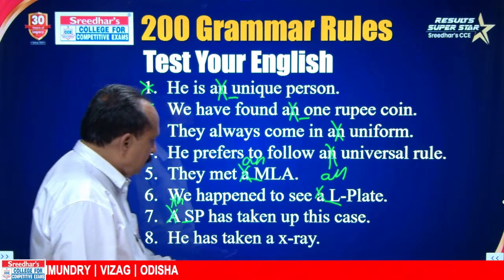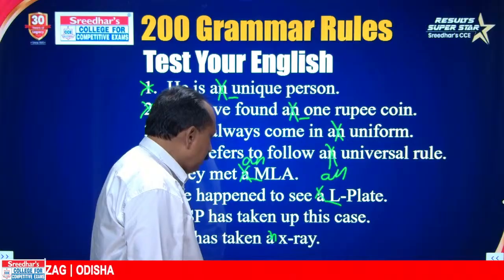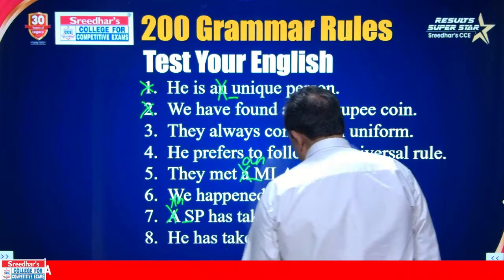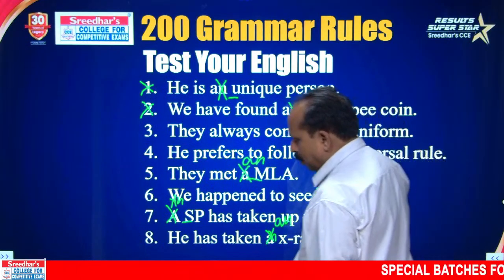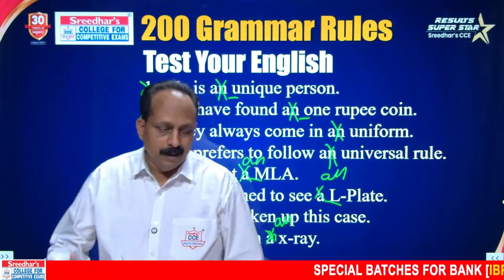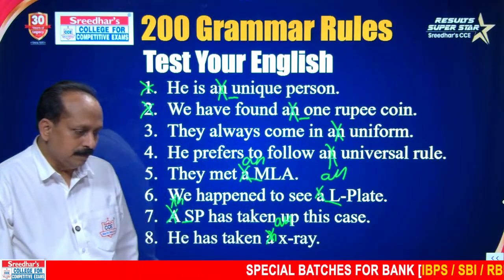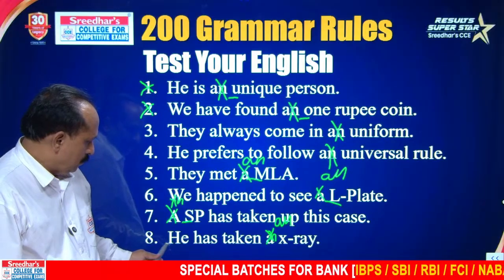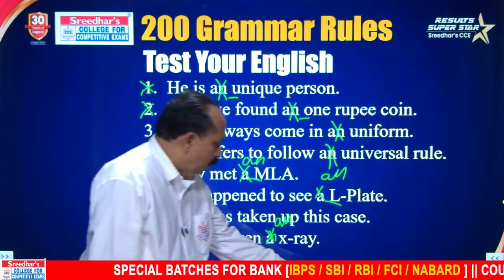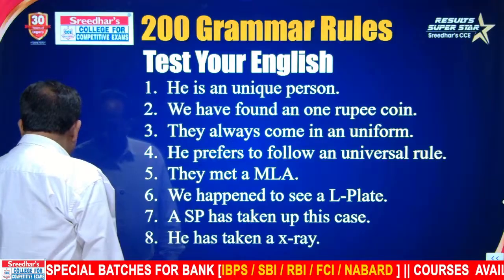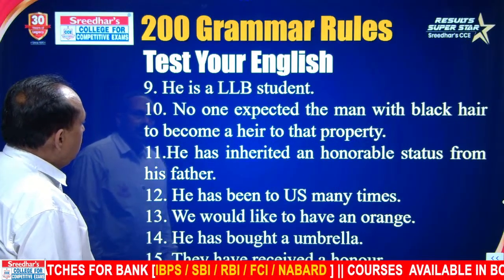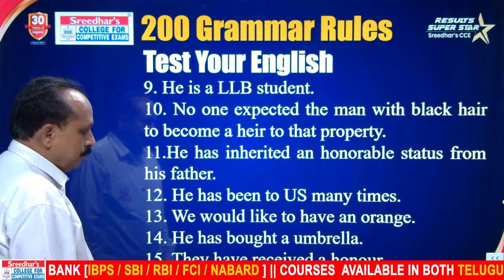He has taken an X-ray. Here we cannot say a. Because how do you pronounce that? X-ray. E sound is there, an X-ray. Let us go to sentence number 9. He is a LLB student.